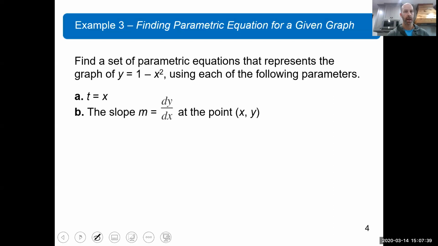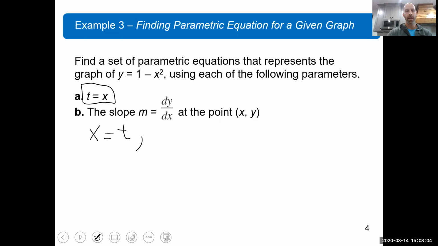Okay, our third example here is we're going to try to find a set of parametric equations for the graph of y equals 1 minus x squared using the following parameters. For A, we're going to say that t is equal to x. Well, if t is equal to x, guess what our parametric equation is going to be for the x part? It's just going to be t. So I'll just use the symmetric property and flip those around.